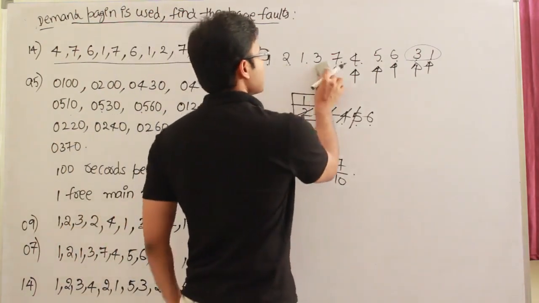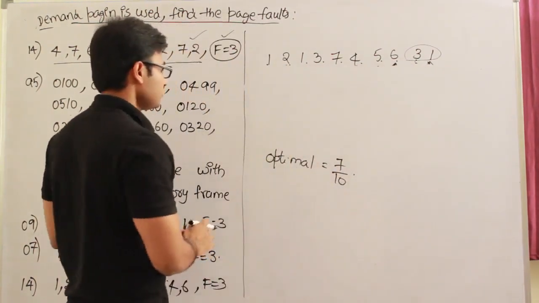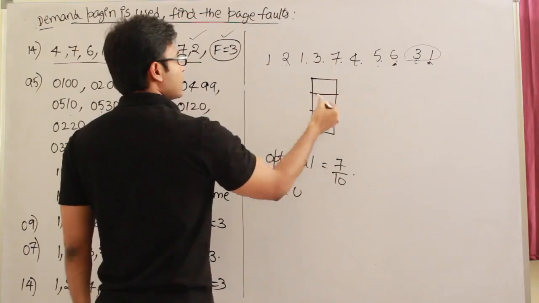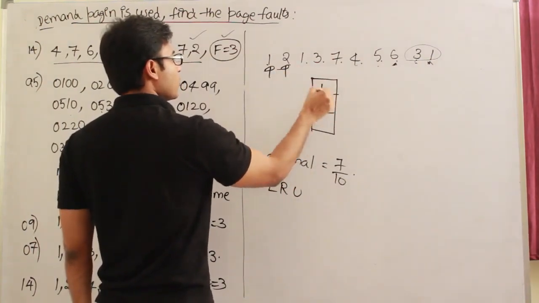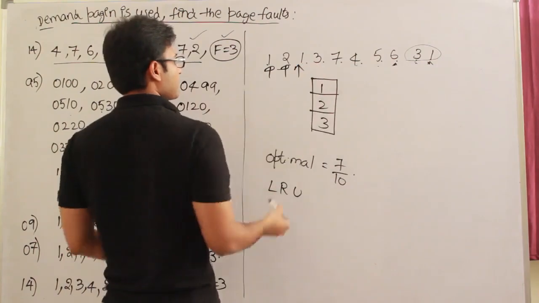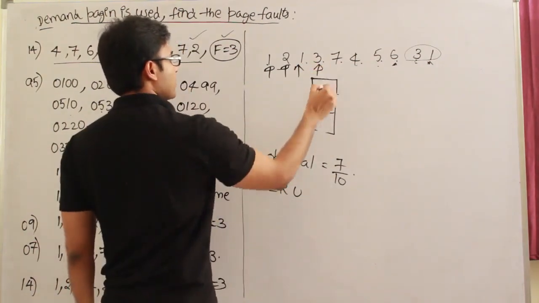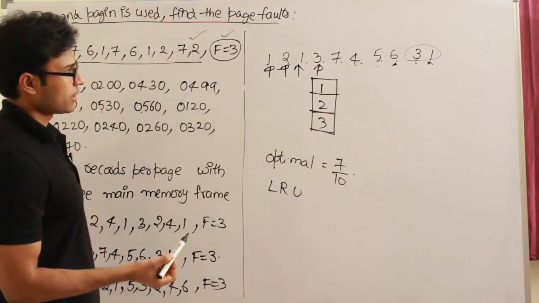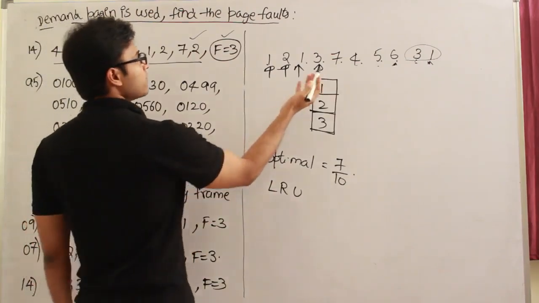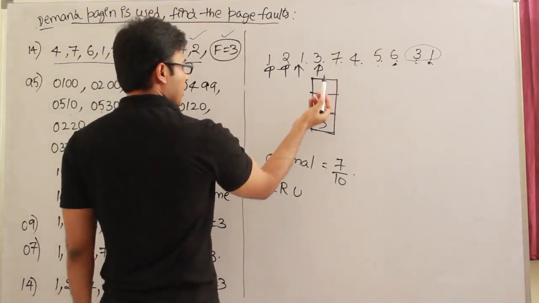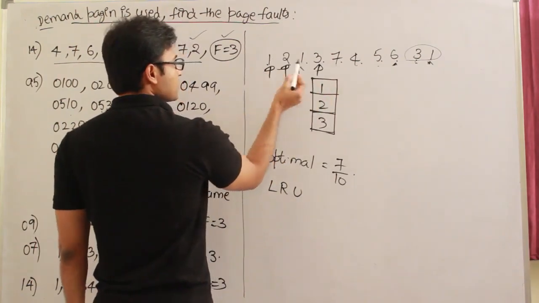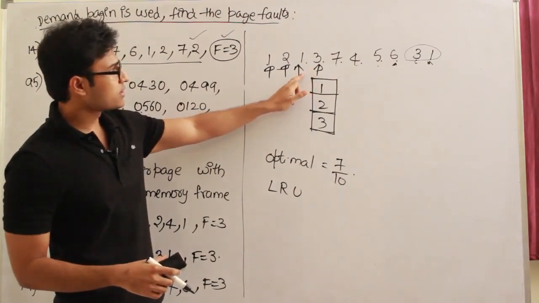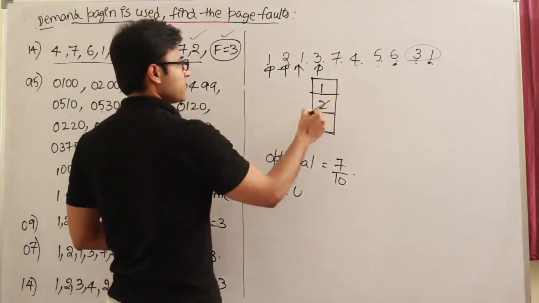Now let's look at the next one, which is LRU, least recently used. Initially 1 is referred, loaded, 2 is referred, loaded. Sorry, 1 is referred again, not loaded, and 3 is referred, loaded, and 7 is referred. Now you have to look into the past and take the one which has not been referred to for a long time. 3 is most recently used, 1 is next most recently used, and 2 is the least recently used. Therefore 2 will be replaced with 7.